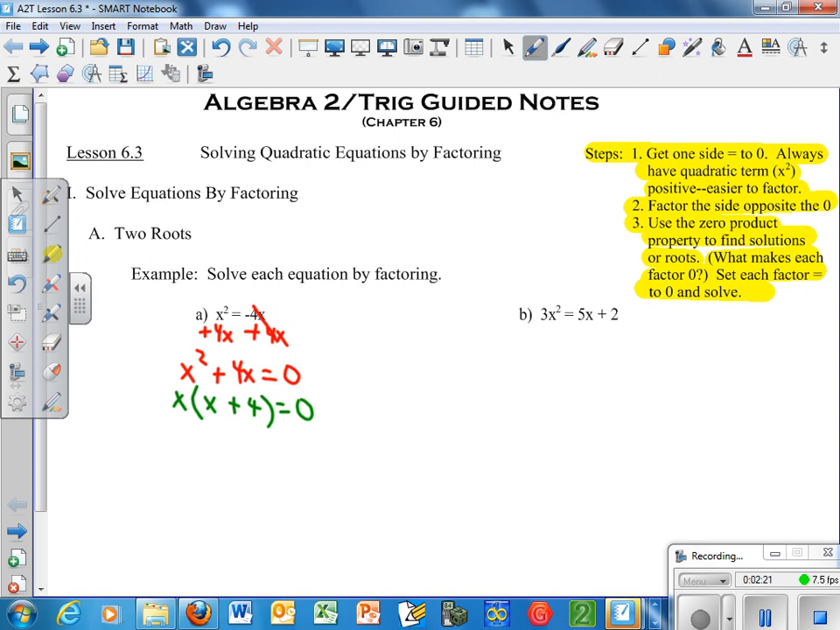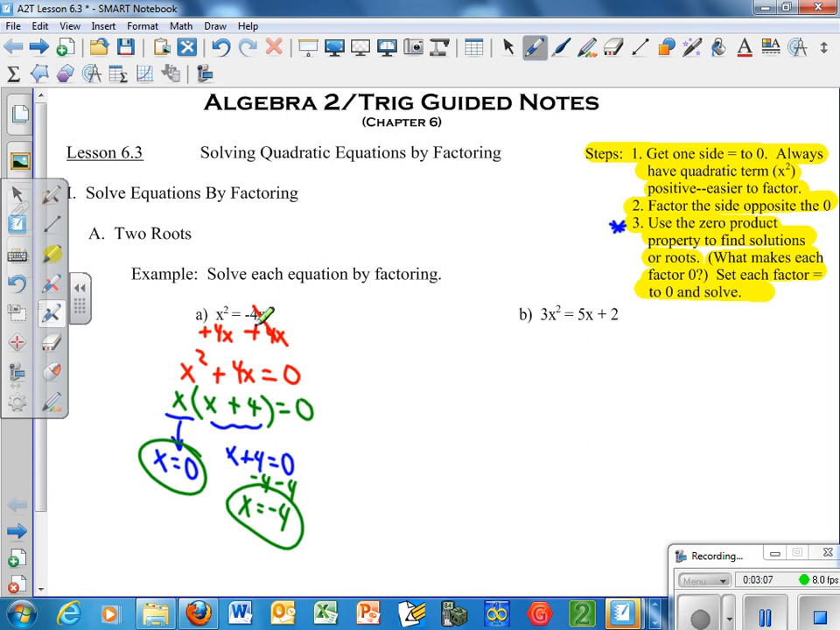Okay? So now, once you have it factored, we're really looking at using the zero product property to find the solutions or the roots. What makes each factor 0? So here's a factor, x. Okay, it's not in parentheses because it's only a monomial factor. But you set that factor equal to 0. So take whatever it is, set it equal to 0, and solve it. Now that one is already solved. But if you take this factor, x plus 4, set it equal to 0, to solve that, I'm going to subtract 4, so x equals negative 4. So I get two roots, or two solutions. One is 0, one is negative 4.